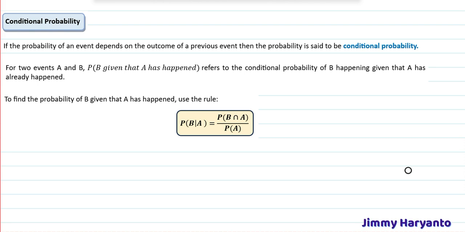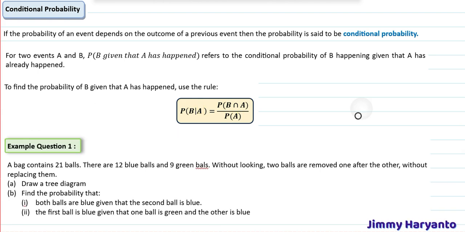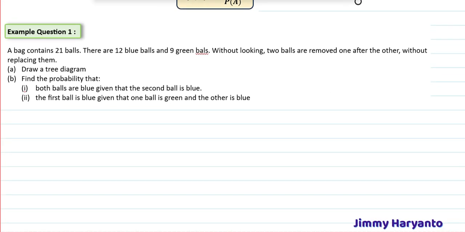To find the probability of B given that A has happened, use this rule: P(A|B) equals P(A intersect B) over P(A). So the idea is when you have given that A, that means the denominator will be P(A) also. Yeah. Example question 1. A bag contains 21 balls. There are 12 blue balls and 9 green balls.